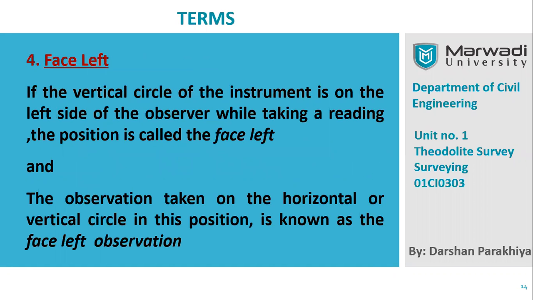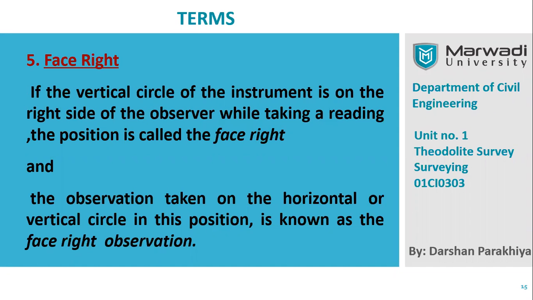Then the next is face left and face right. So what is face left and face right? There is a general definition. If the vertical circle of the instrument is on the left side of the observer, the vertical circle being provided in front of the telescope. So if we are observing through the theodolite and the vertical circle is on our left side, that is called face left.